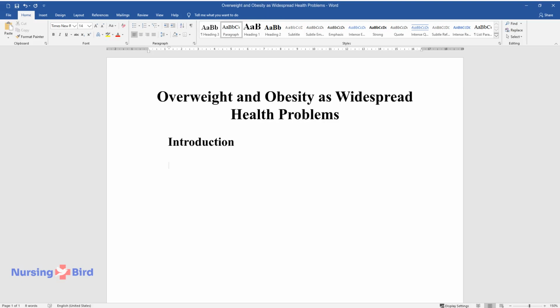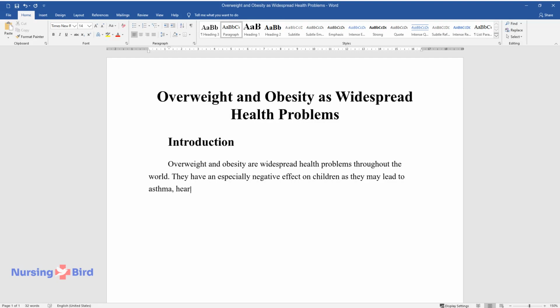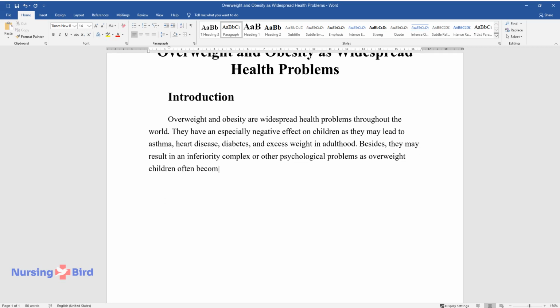Introduction. Overweight and obesity are widespread health problems throughout the world. They have an especially negative effect on children as they may lead to asthma, heart disease, diabetes, and excess weight in adulthood. Besides, they may result in an inferiority complex or other psychological problems as overweight children often become objects of ridicule to their peers.